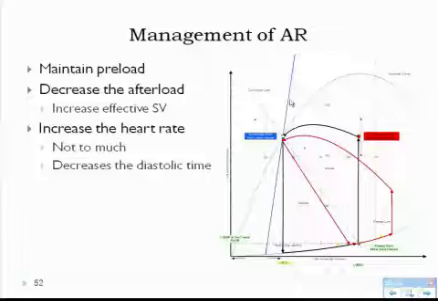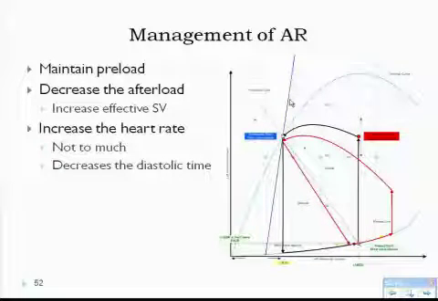Okay? Now, how do you manage somebody with AI? And the answer is you have to maintain them with adequate preload. If you decrease the afterload, that's actually a pretty smart move because you can effectively increase the effective stroke volume. The only downside to that is that you can drop the diastolic pressure significantly and cause a problem.